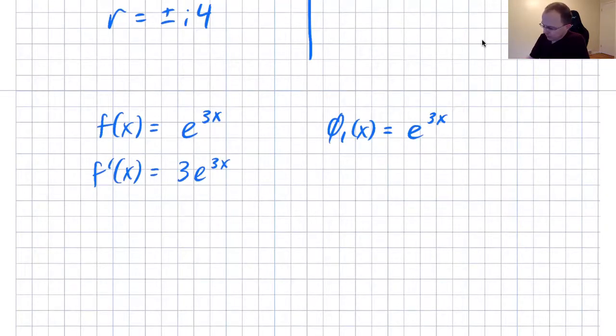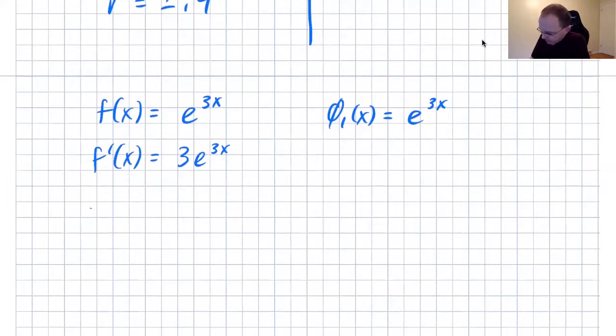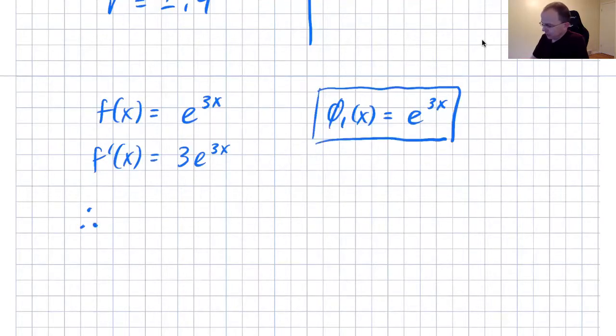Okay, so therefore that's our list of functions. Maybe I'll put a box around it to make it clear. That's our complete list of functions. So therefore, y sub p is a1 times this phi 1 of x. So it's just a1 e to the 3x.